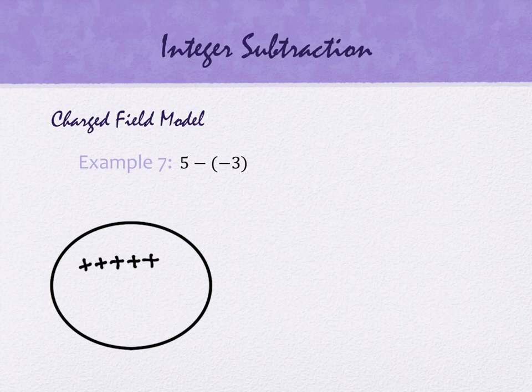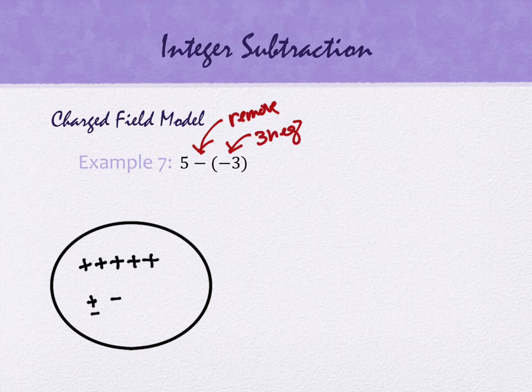And then I need to remove 3 negative charges, right? So this subtraction here means remove. And this one means 3 negatives. There aren't any negatives, so I put in 0 pairs. There's 1 0 pair, 2, and 3.